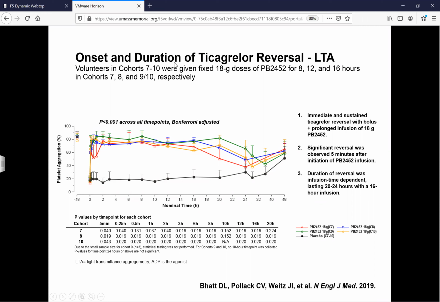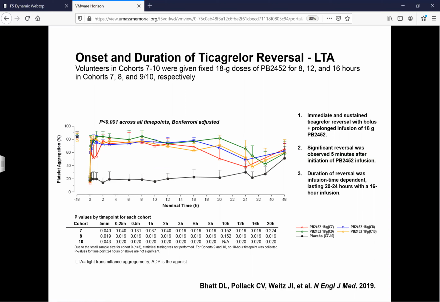Now, onset of, so this is again Dr. Bhatt. These slides are from Dr. Bhatt's lecture, so that's why you're seeing a lot of his references. But he recently worked on this reversal agent. At the moment, we don't have any reversal agent commercially available. If you are on Ticagrelor or Plavix, the only thing that might help is platelets, but it's not going to help if you're bleeding acutely.